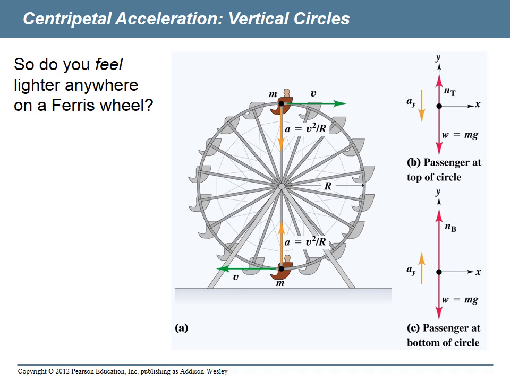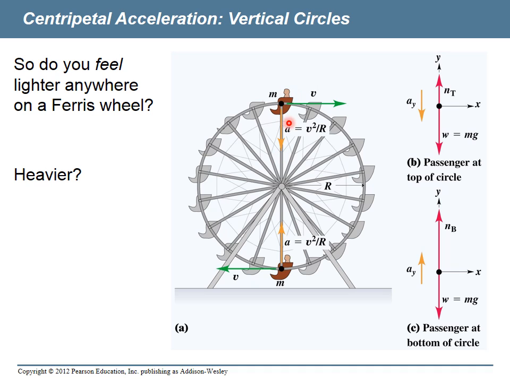Is it one of the sides, or is it the top, or is it the bottom? It's most likely that you should feel that you're lightest at the top, right? And then where would you feel heaviest? You feel heaviest at the bottom. The reason for this is that our acceleration sort of changes, right? It's not really constant acceleration. It's constantly inward, but the direction of it isn't always the same.